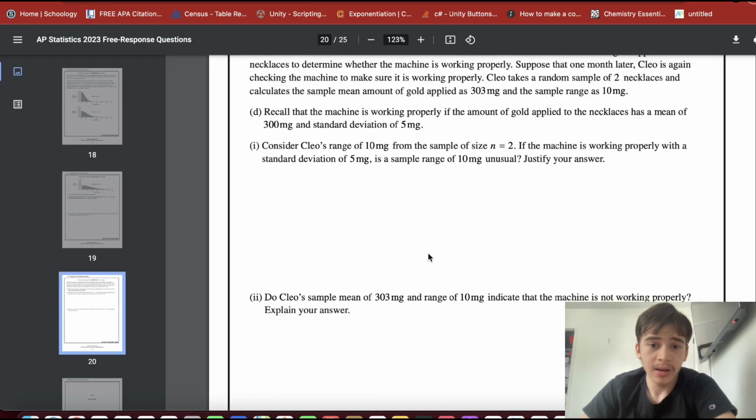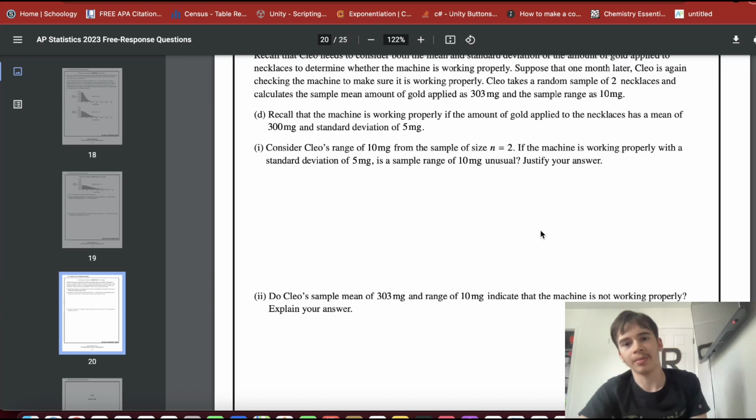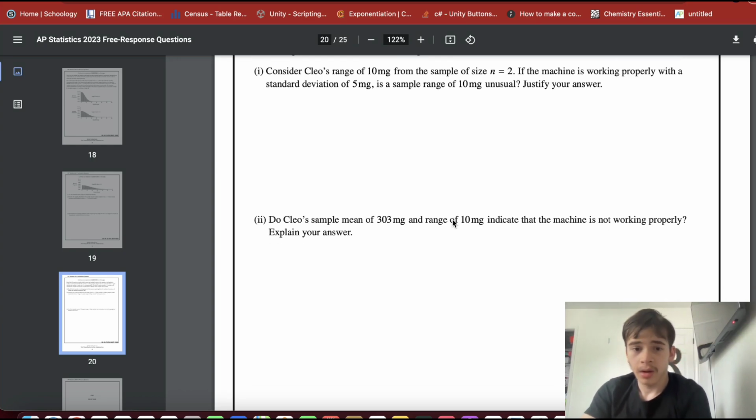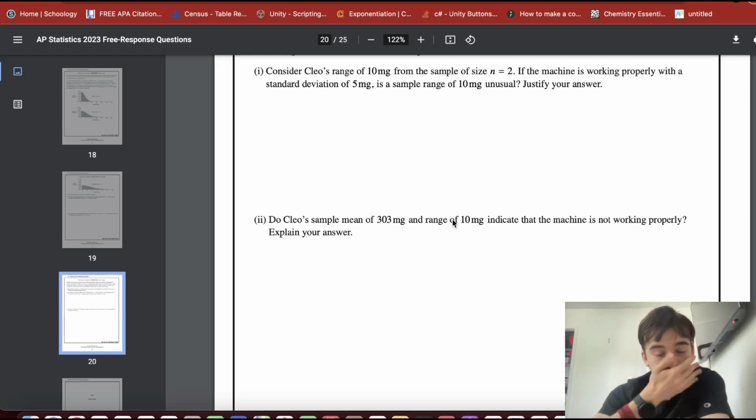I rejected it, so I said the sample range is unusual when it really isn't. So you would say it isn't because it adds up to more than 0.05, which is the usual significance level they go with. So it's just the conclude part of a state, plan, do, conclude procedure.